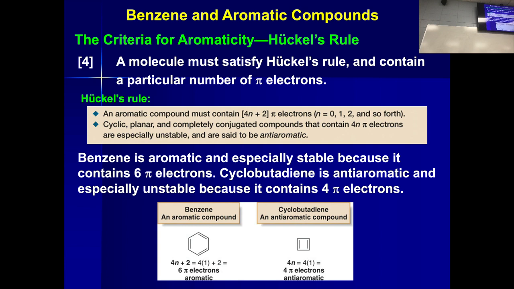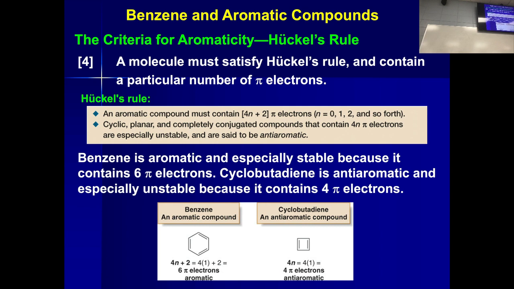Must be cyclic. Must be planar. Must be conjugated, completely conjugated, meaning that there's a p orbital on every carbon. And what else? Satisfy Huckel's rule. And Huckel's rule is what? 4n plus 2 equals the number of pi electrons.